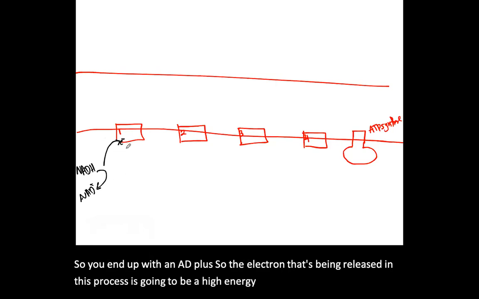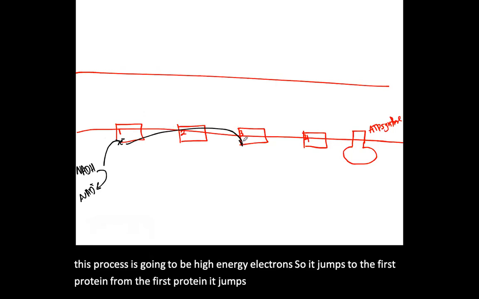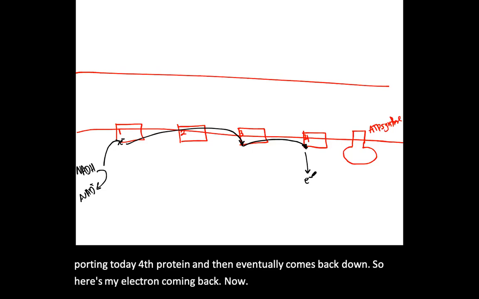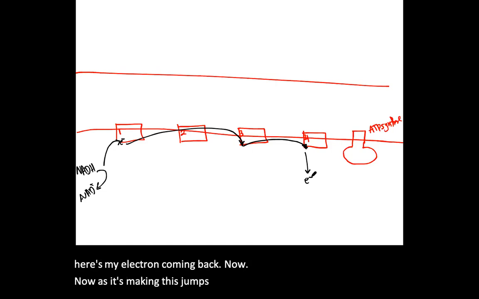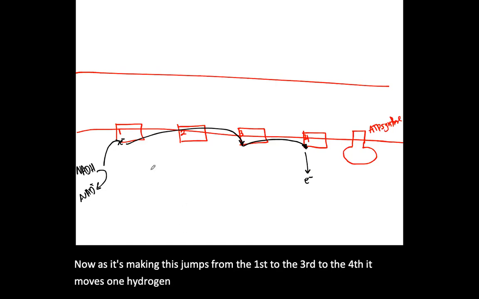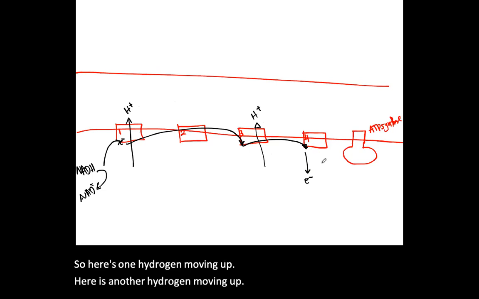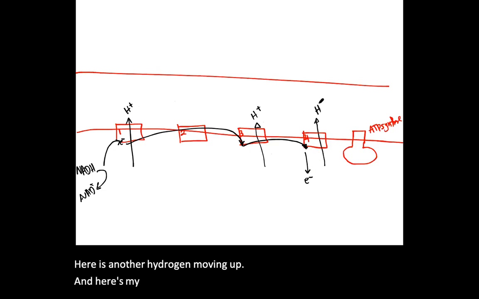So it jumps to the first protein. From the first protein, it jumps to the third protein. From the third protein to the fourth protein, and then eventually comes back down. So here's my electron coming back down. Now, as it's making its jumps from the first to the third to the fourth, it moves 1 hydrogen from the matrix into the intermembrane space. So here's 1 hydrogen moving up. Here's another hydrogen moving up. And here's my third hydrogen moving up.